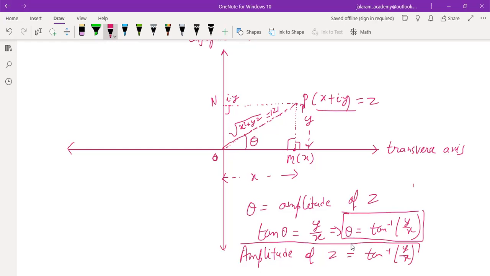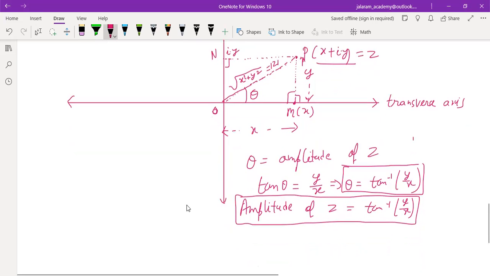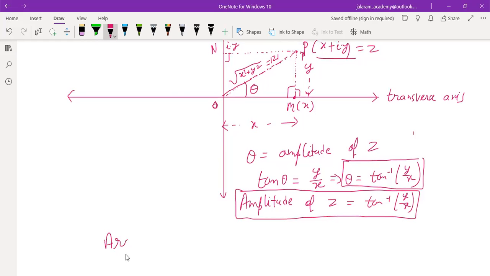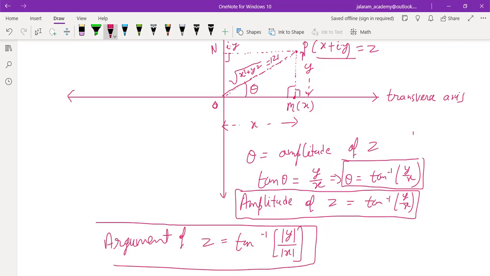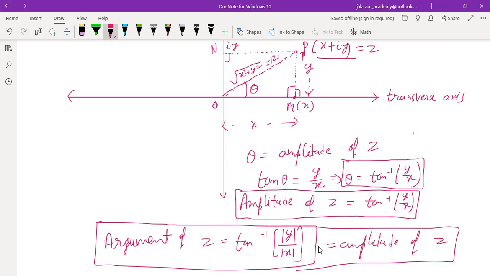This is the amplitude of z when the complex number is lying in the first quadrant, and it is also called the argument of z. Argument of z is given by tan inverse of, remember, mod y by mod x. This is only the argument, or the amplitude, when the complex number is lying in the first quadrant. Now, have you written this?